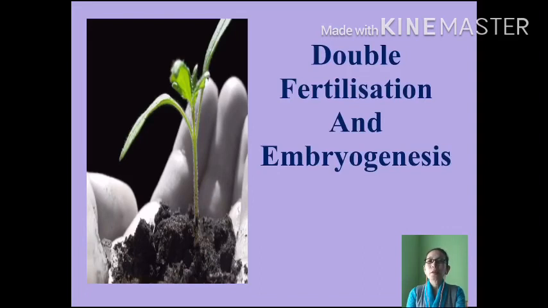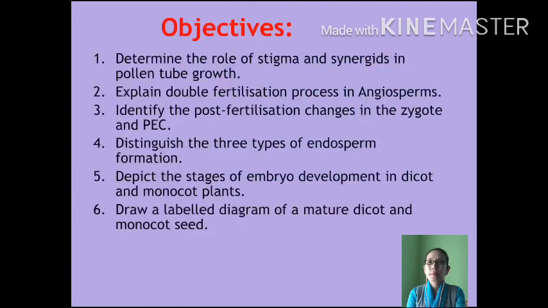This presentation is on double fertilization and embryogenesis. And the learning goals are the following. 1. Determine the role of stigma and synergids in pollen tube growth. 2. Explain the double fertilization process in Angiosperms.